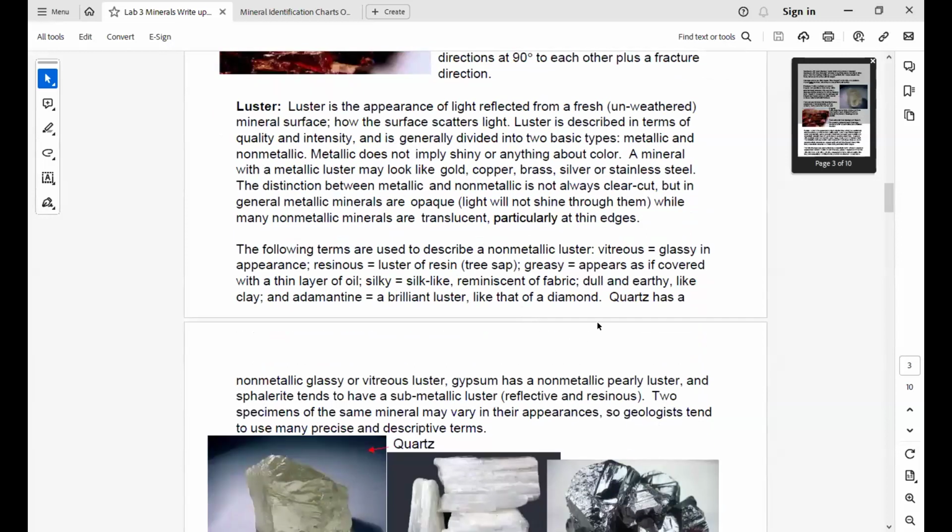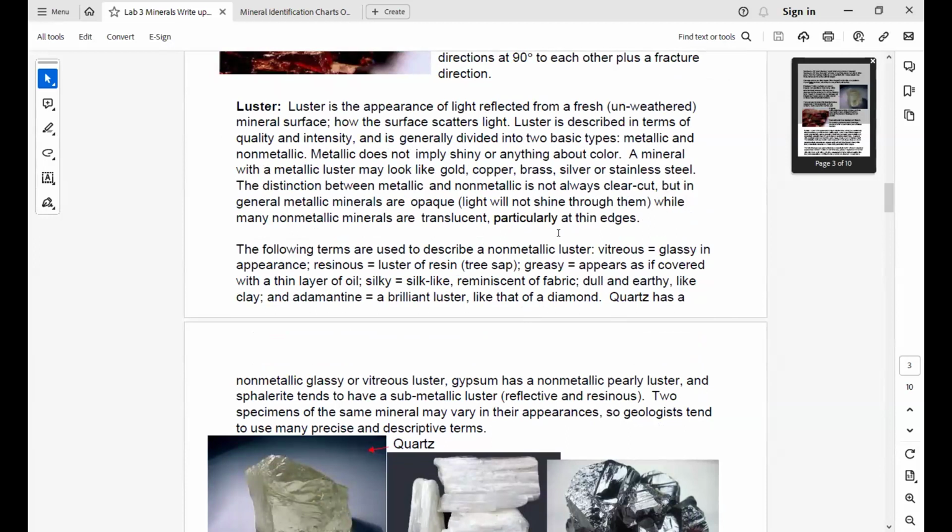Now, luster. Luster is the appearance of light reflected from a fresh, which is unweathered, mineral surface. So this is how the surface scatters light. Luster is described in terms of quality and intensity and is generally divided into two basic types, metallic and non-metallic. Now, metallic does not imply shiny or anything about color. If I think of a freshly minted coin, that to me is metallic luster. Okay.